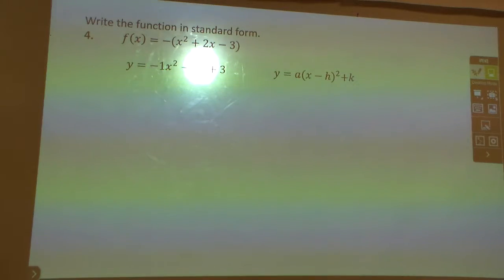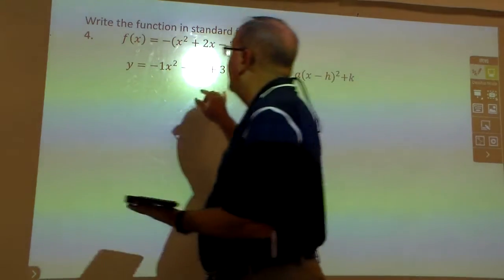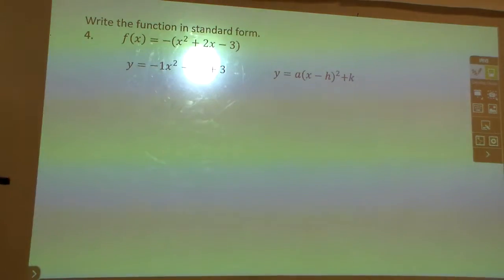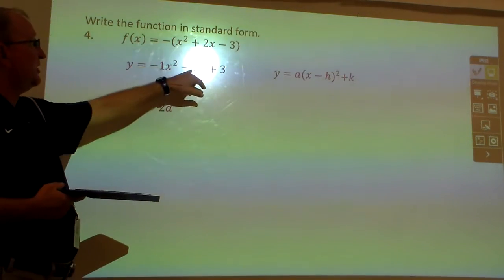So here's what we're doing, all right? I'm going to do exactly what I did before. How did I find h on that previous problem? I did negative b over 2a, right? I need to find the vertex, basically. If I find the vertex, because a is given as -1, I can write it in standard form. Well, I know the vertex is at the point (h, k), and I can find h by doing this.